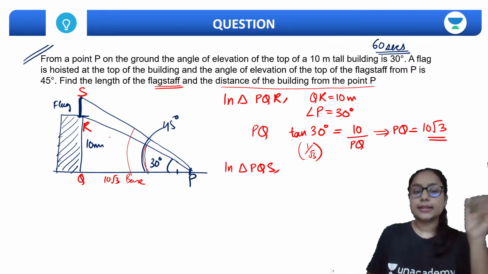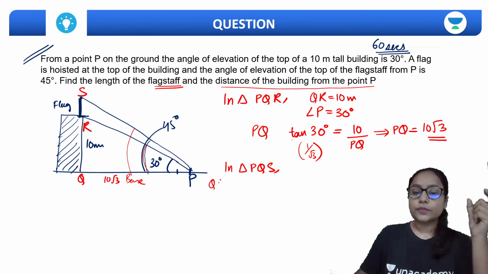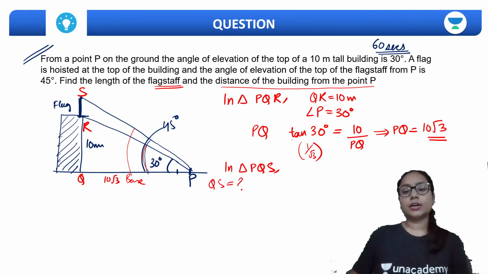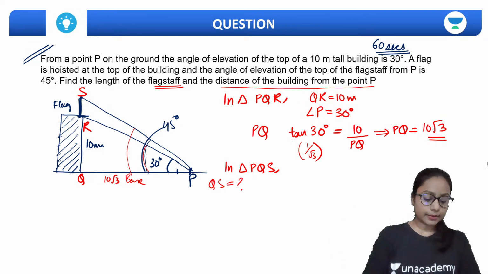I know the base. Can I find the length of QS? To find the length of QS, can you tell me which ratio should be used? Which trigonometric ratio will you use? Please answer.